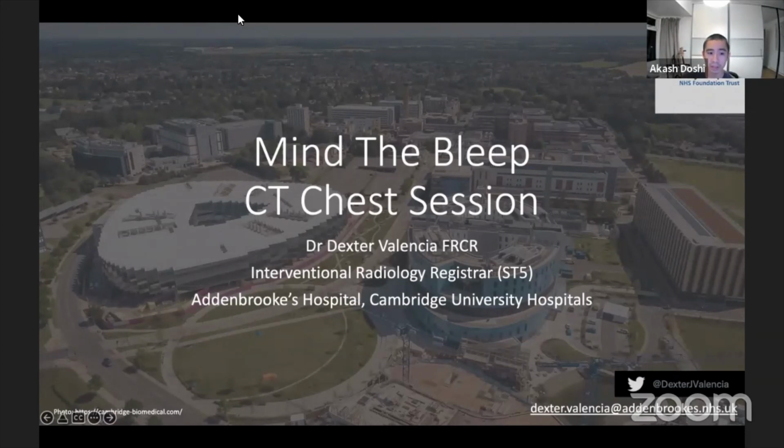So Dr. Dexter Valencia will take us through a structured approach to CT chest, which I'm sure most of you will agree are pretty difficult to interpret if you've not had any formal training before. So Dexter's going to go through the anatomy, a logical approach to interpreting CT chests, and we'll discuss some cases with us.